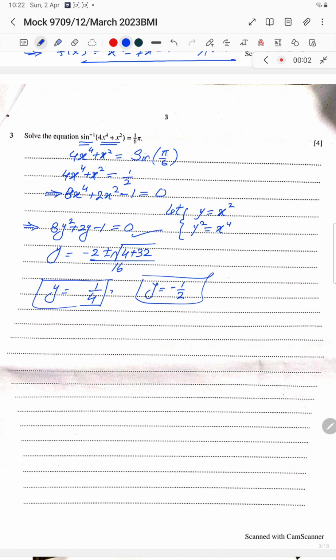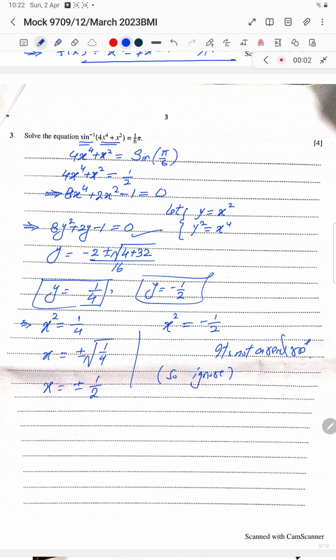So now replace the values of y, that is x squared equal to 1 by 4. Taking the square root on either side, I will get x is equal to plus minus 1 by 2. And here, once you replace this y, x squared is equal to negative 1 by 2. A square term never gives a negative value, so you can say it's not a real root. So we will ignore it.